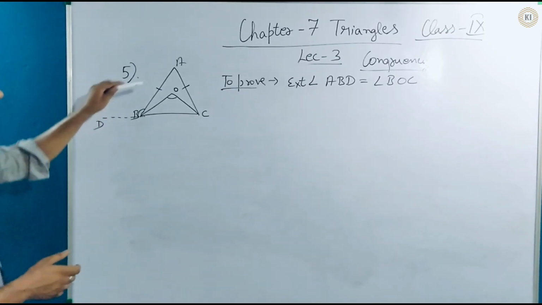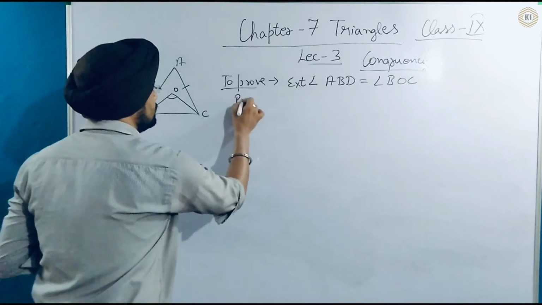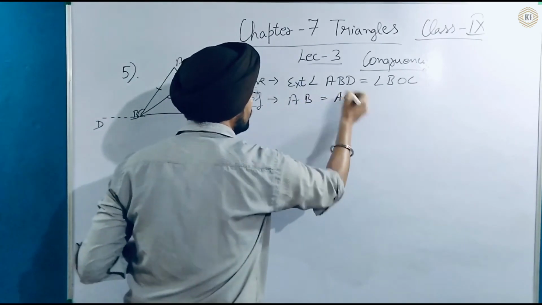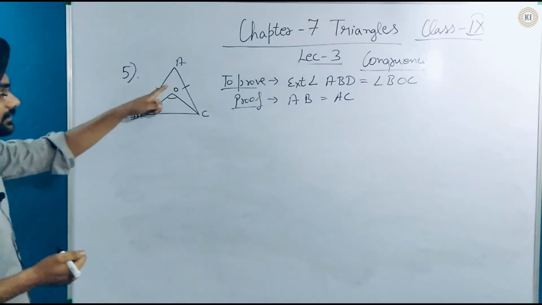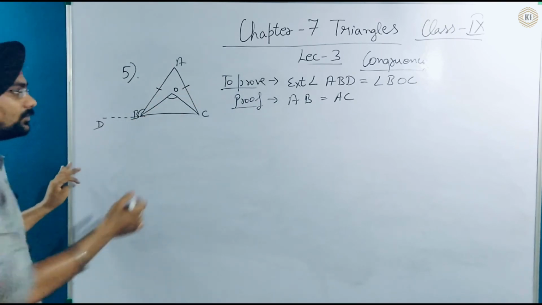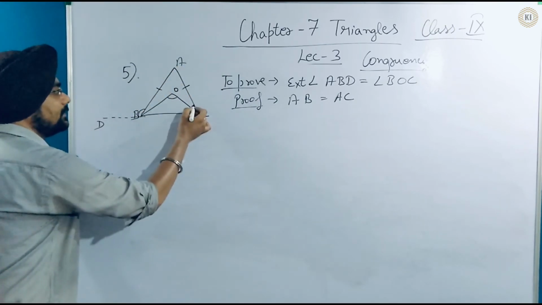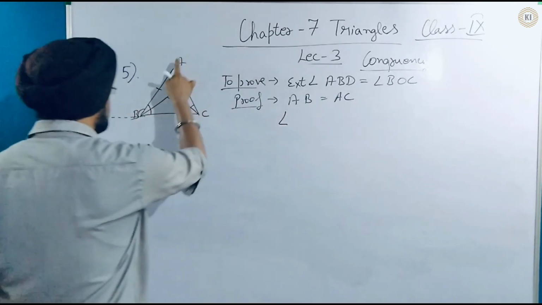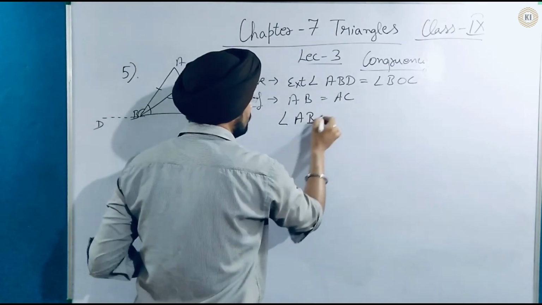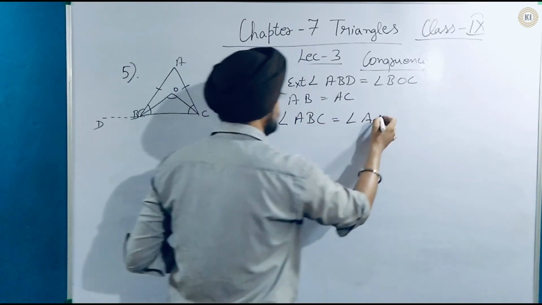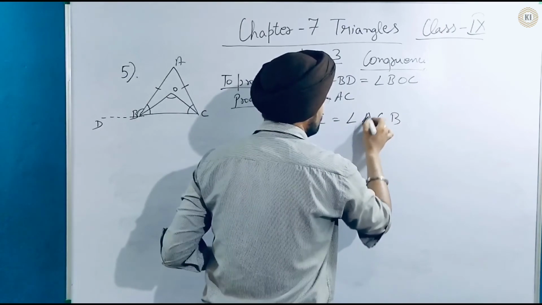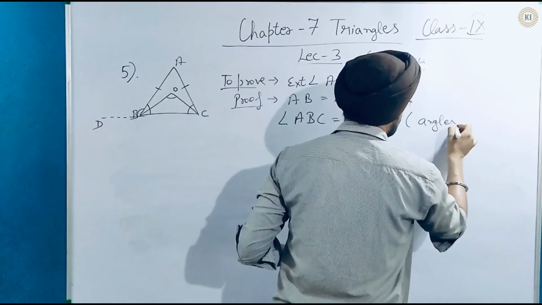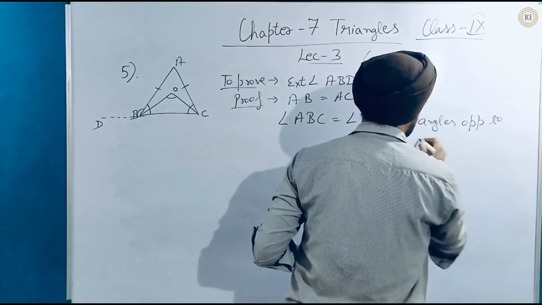How to start? It is already given in the question, first thing, that AB is equal to AC. So AB is equal to AC is given, so their opposite angles will also be equal. It means the opposite of AB is angle C, the opposite of AC is angle B. So here we can write angle ABC is equal to angle ACB. The reason we will write is angles opposite to equal sides.